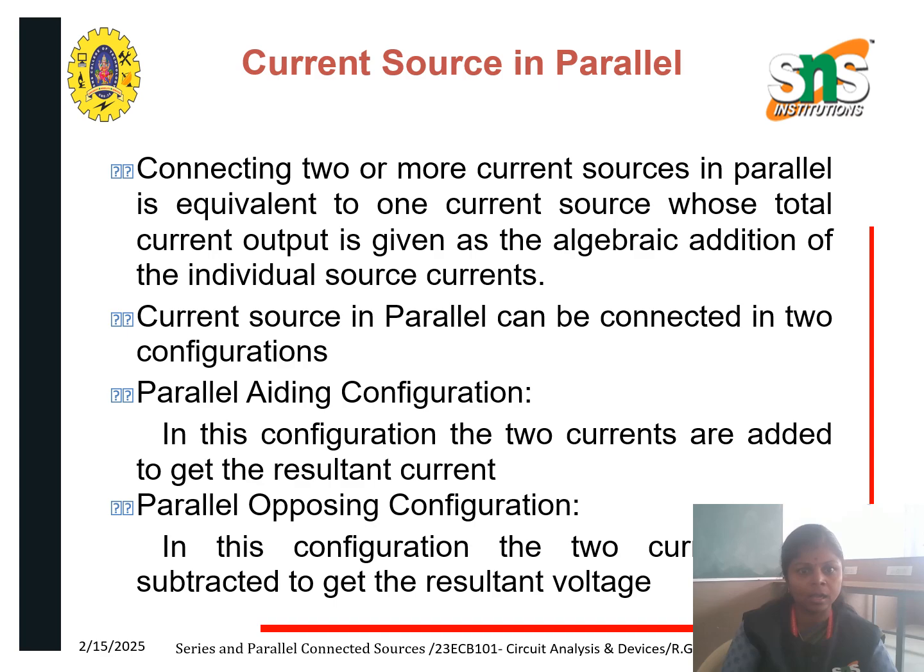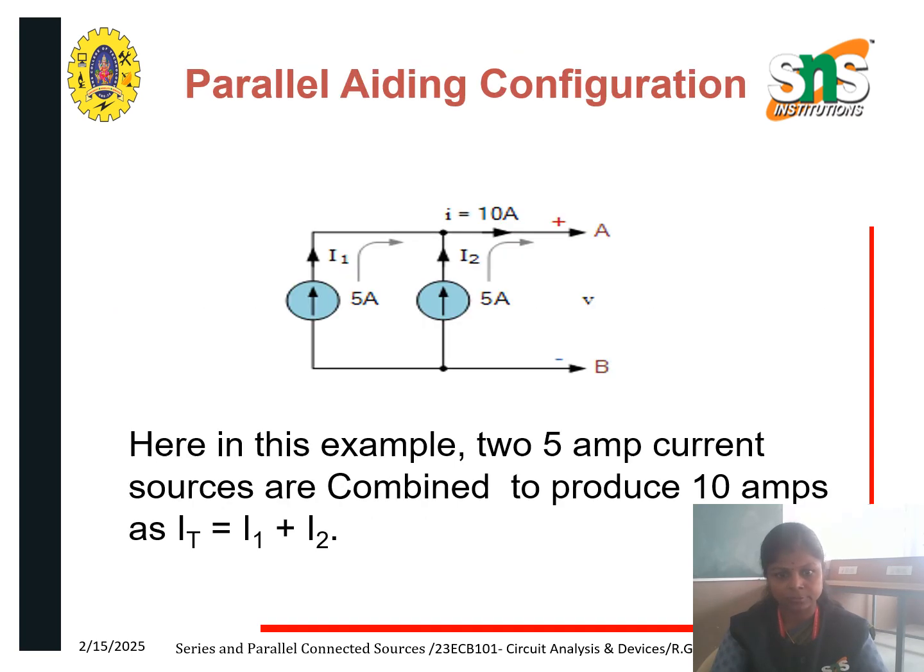Current sources in parallel. Connecting two or more current sources in parallel is equivalent to one current source whose total current output is given as the algebraic addition of the individual source currents. Current sources in parallel can be connected in two configurations: parallel aiding configuration and parallel opposing configuration. In aiding configuration, two currents are added to get the resultant current. In opposing configuration, two currents are subtracted to get the resultant current.